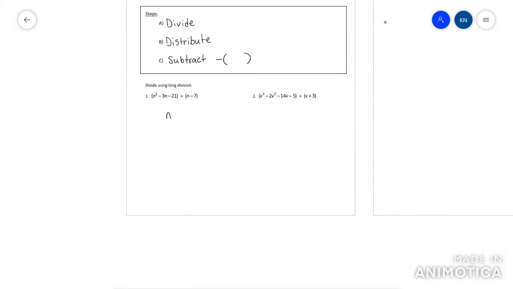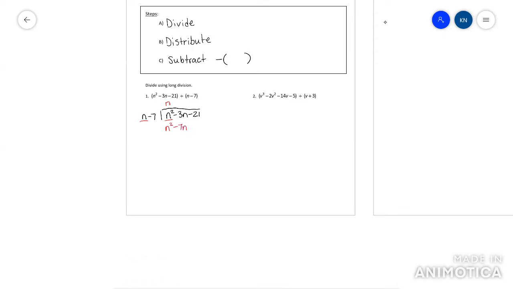All right, I've got n squared minus 3n minus 21 divided by n minus 7. All right, your first step is divide. And when you say divide, you're dividing first term by first term. So n squared divided by n is n. All right, the next thing you do is you have to distribute this n to both of these things. So it's going to be n times n is n squared. N times minus 7 is minus 7n.